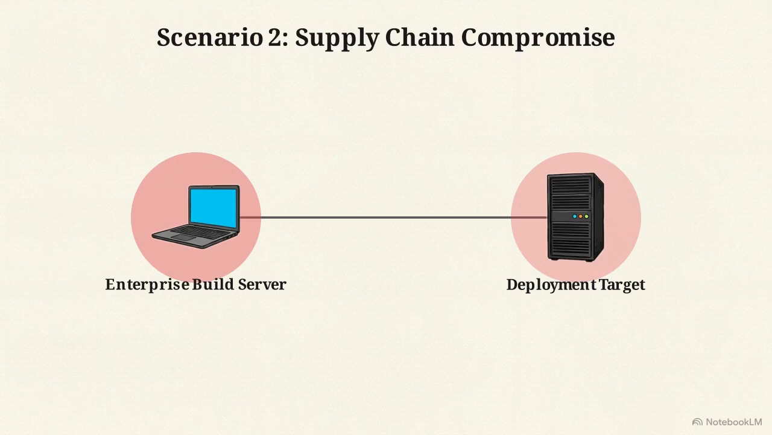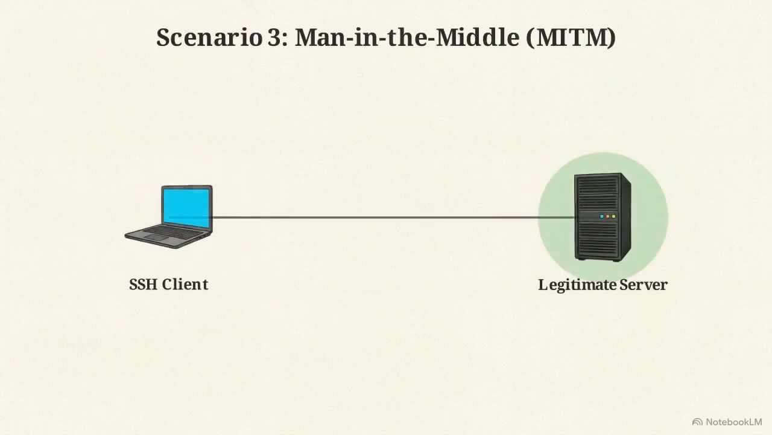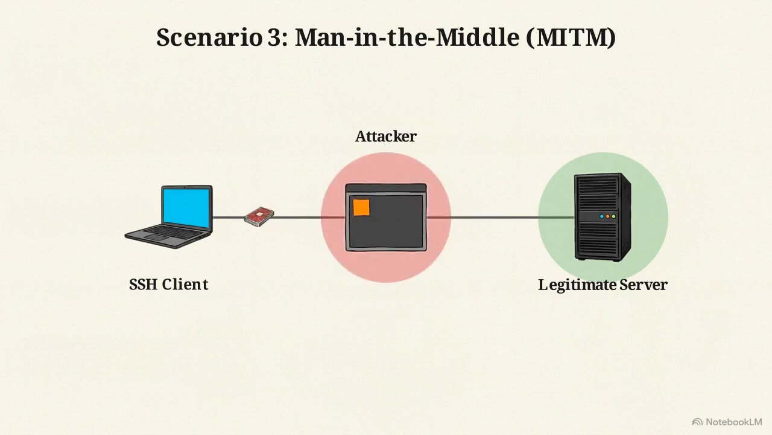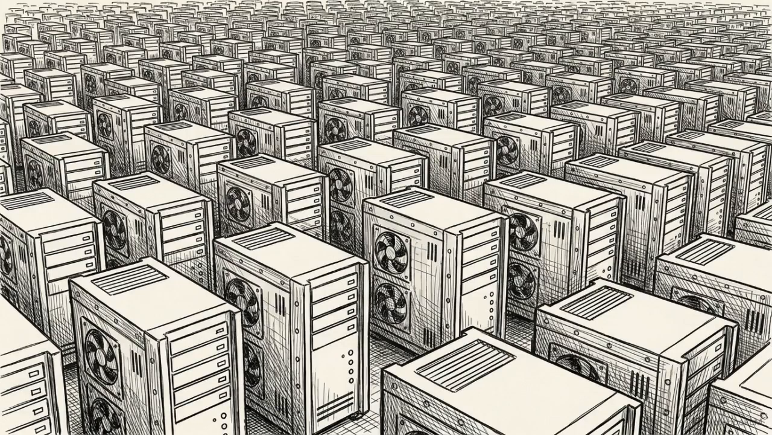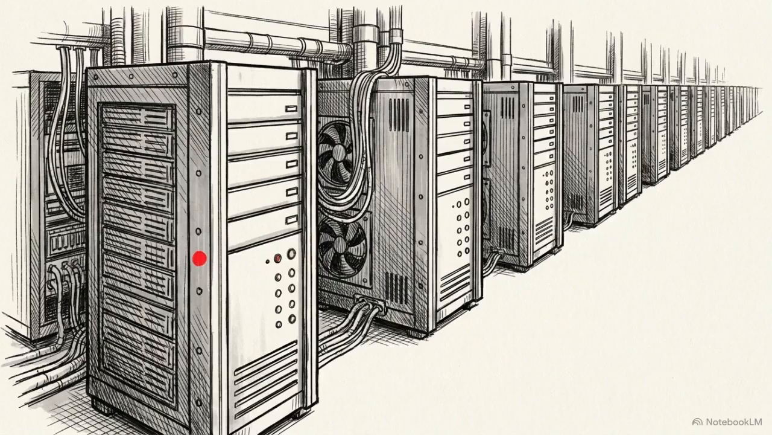In a DevOps environment, a compromised deployment target cascades backward, infecting the enterprise build server. Scenario 3 is man in the middle, intercepting traffic on an insecure network, infecting the client during handshake, then silently forwarding the connection. Because automated systems cannot inherently distinguish between these topologies, every outbound SSH request becomes a risk to the internal system. This raises the question of who is actually exposed.